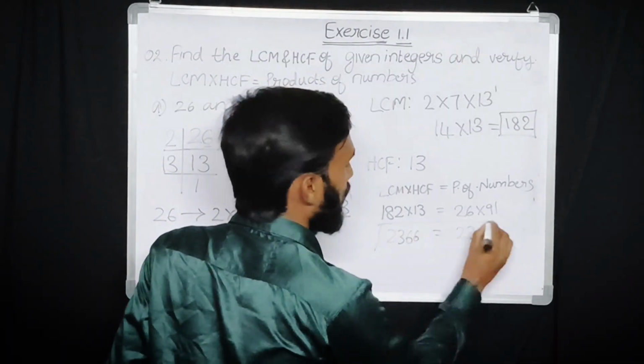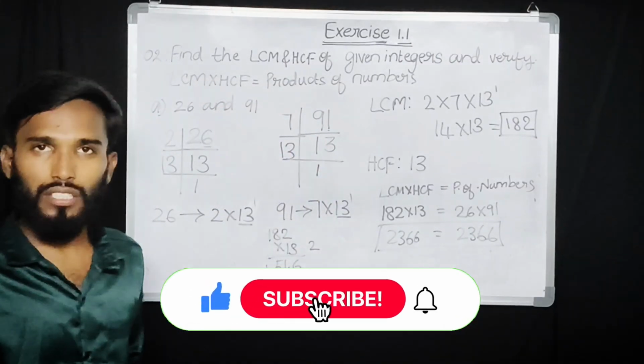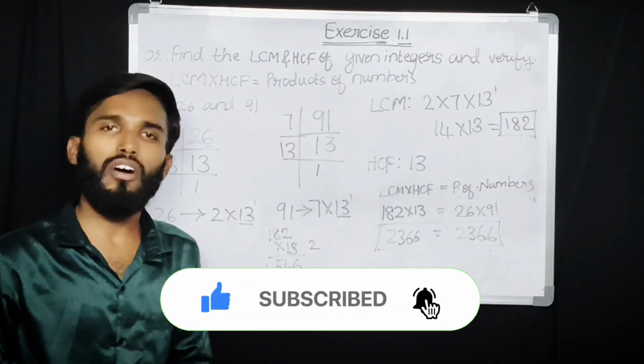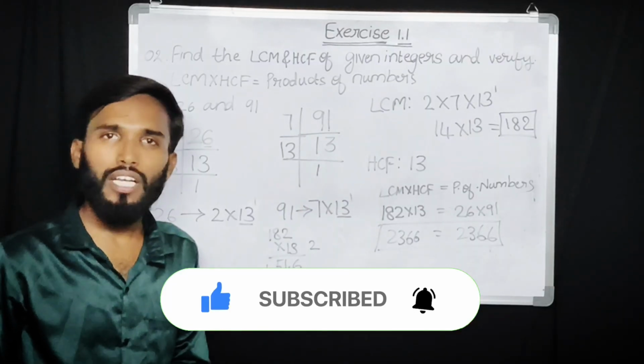So the LCM into HCF is equal to the product of the numbers. This is how we have to find out all the sums whenever they come in this form. This is the process to find out the answers to these problems.